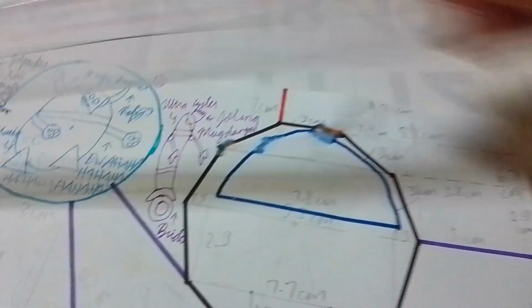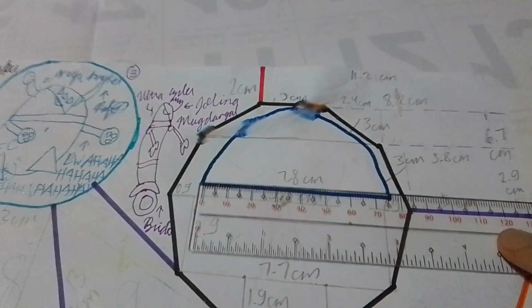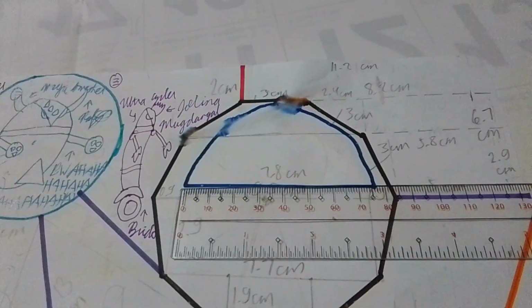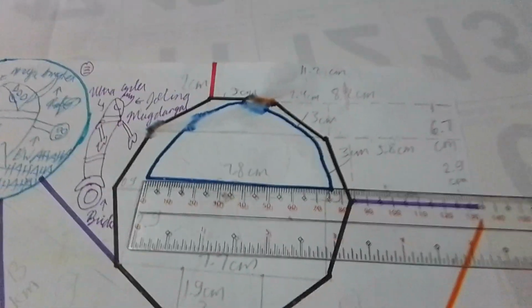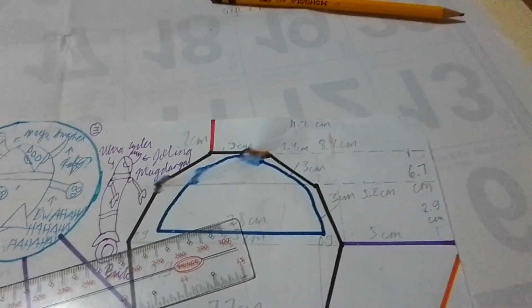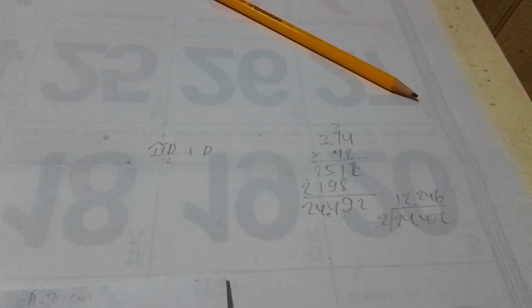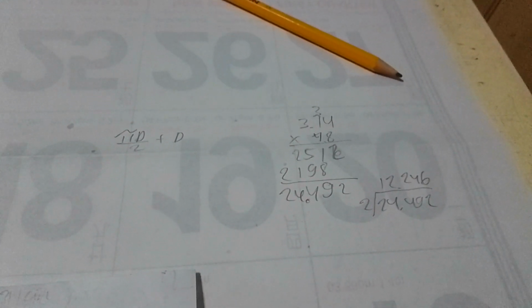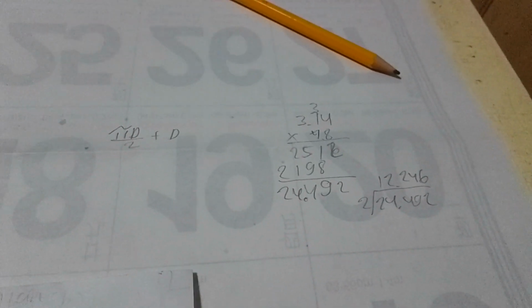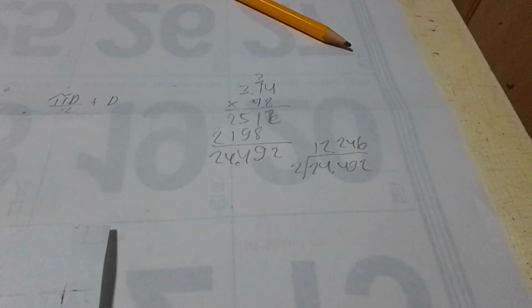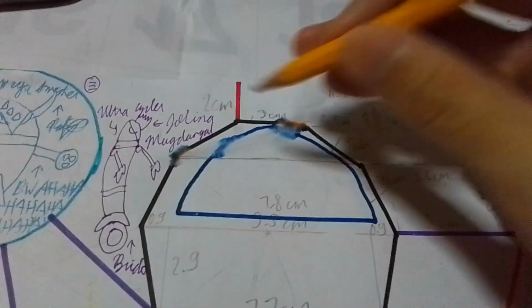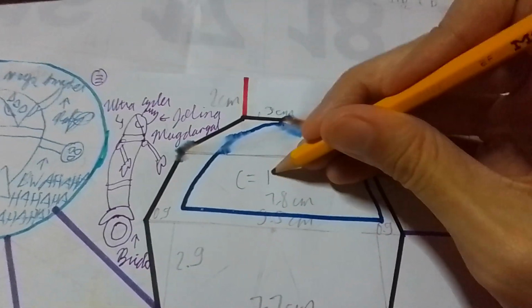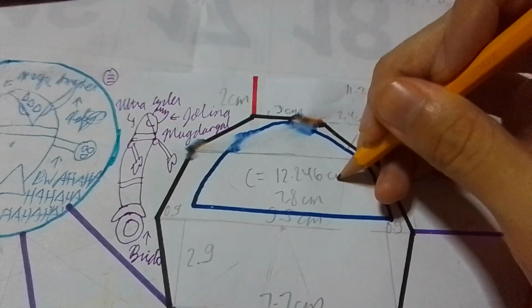So remember, I measured our diameter, which is 7.8. So 7.8 dapat siya, okay? Ito yun. 7.8 centimeters. Now, we do pi times 7.8 divided by 2. Okay. So, as we did pi times 7.8, we got 24.92. And then divide by 2, we should get 12.46. So, therefore, the half circumference of this semicircle is 12.246 centimeters.